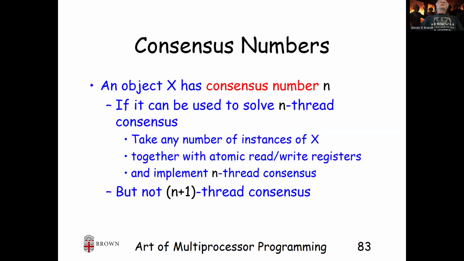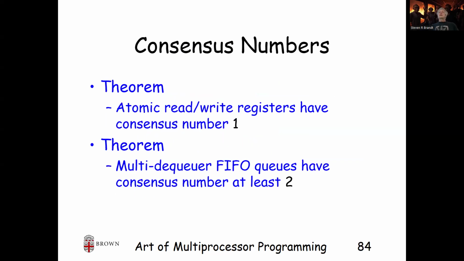All right, consensus number. An object X has consensus number n if it can be used to solve n-thread consensus. Take any number of instances of X together with memory registers and implement an n-thread consensus. But you can't implement an n+1 thread consensus with an n consensus. That's what we're going to assert. So atomic, just regular read-write memory has consensus number 1. You can solve consensus for 1 thread, if you want to call that solving anything. And for multi-dequeue or FIFO queues, you have to have consensus number at least 2 in order to make that work.